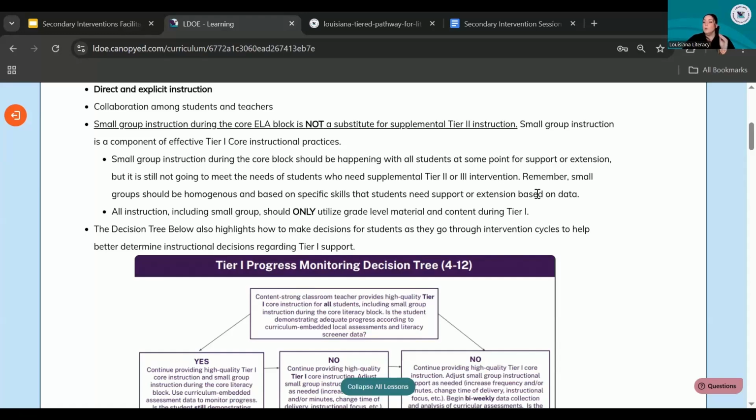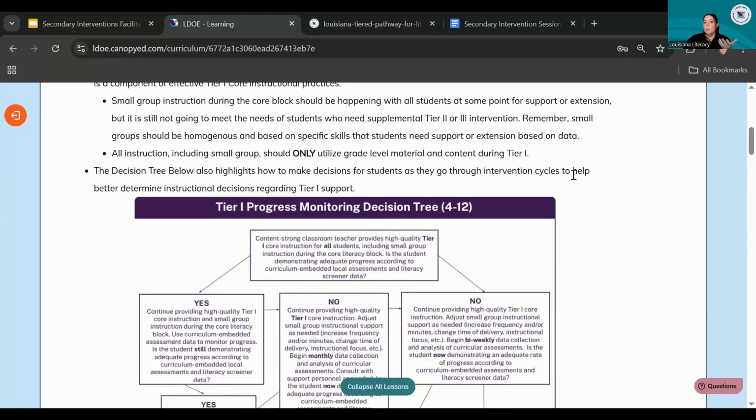And during your Tier 1 instruction, you should only really be working with grade level materials. That's because that's the universal instruction for all students that they're getting with the HQIM. You can go below grade level in other tiers of support, but in Tier 1, where you're doing that universal instruction, you should really only be working with your grade level content.